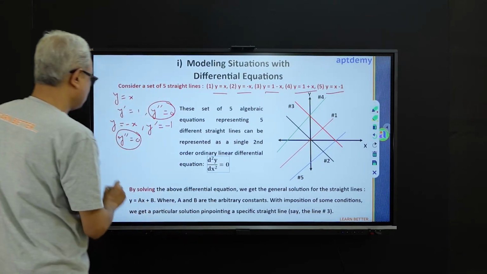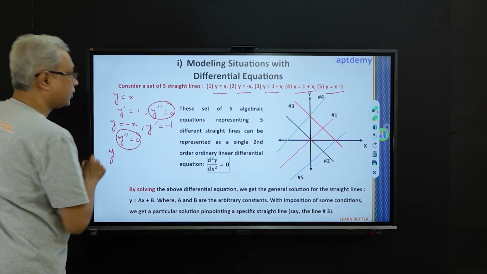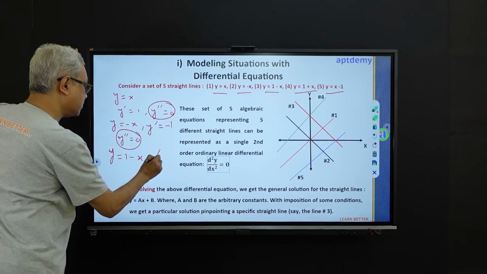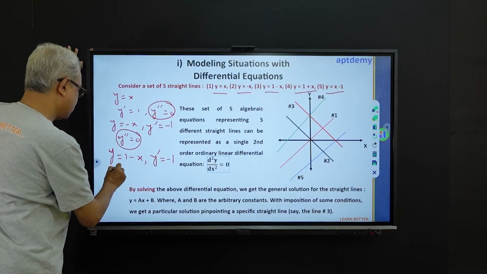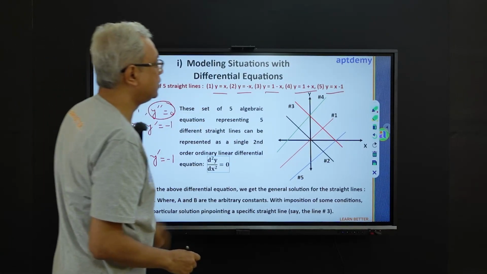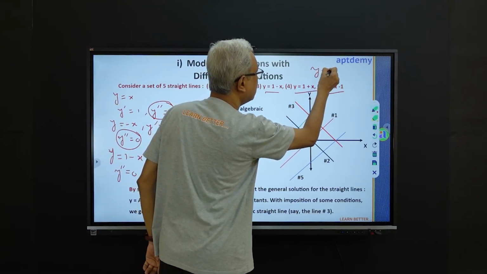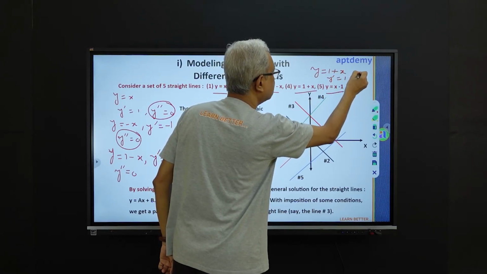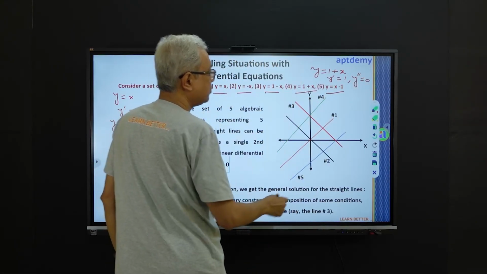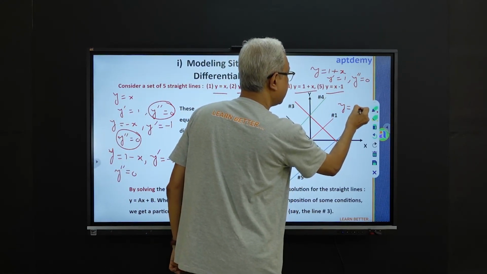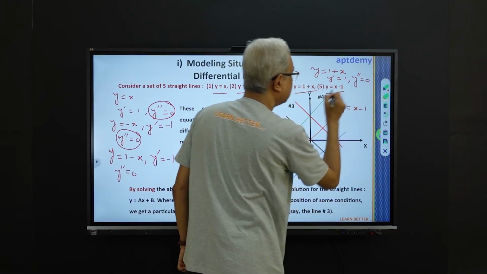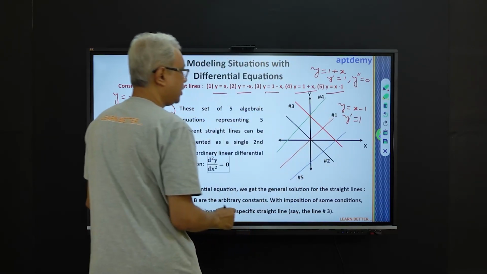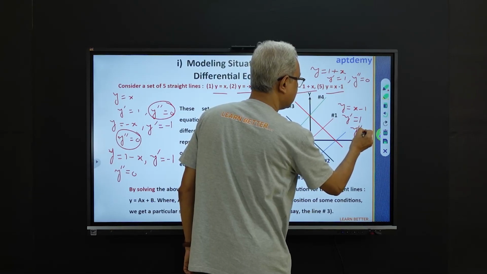Third one, you consider y equal to 1 minus x. So y dash is negative 1 and y double dash is 0. Fourth one, you consider y equal to 1 plus x. So y dash is 1, y double dash is 0. Fifth one, you consider y equal to x minus 1, then y dash is 1 and y double dash is 0.